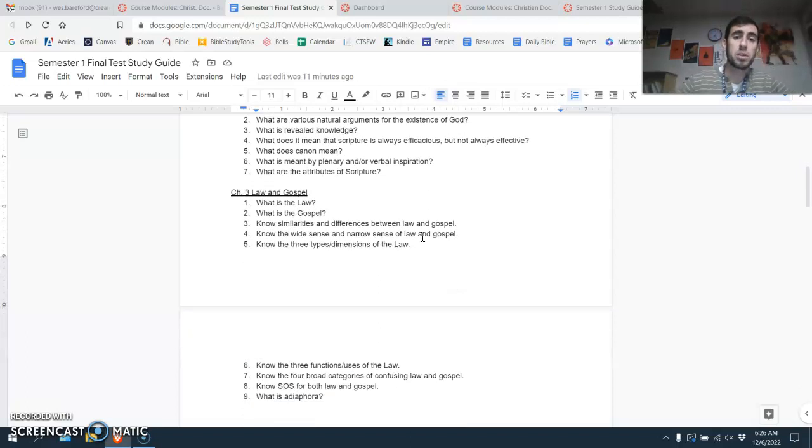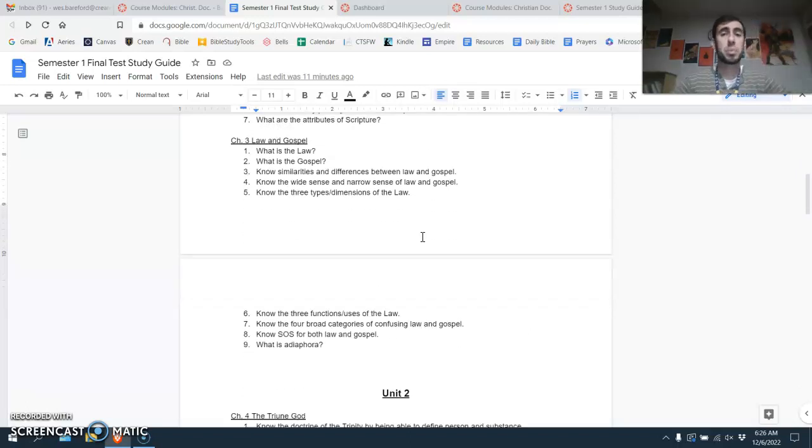All right, chapter 3, what is law? Law is God's expectations of humanity. We are made in his image, so he has expectations of his children.